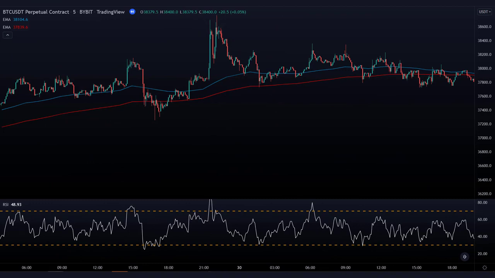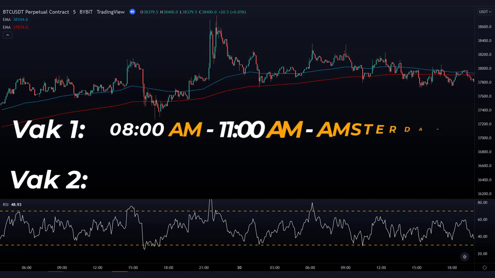But perhaps the most important thing about this strategy is yet to come. Namely, these are the times when you will be trading. This is also one of the biggest reasons why I like this strategy so much. This is because you can execute this strategy with only a few hours of trading per day. We divide the hours during which you can trade this strategy into boxes. The first part in which you can trade is from 8 a.m. until 11 a.m. Amsterdam time.